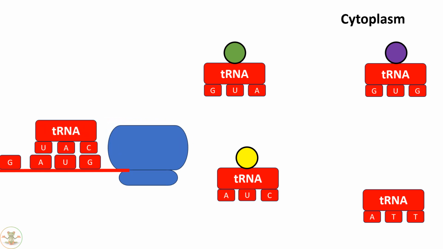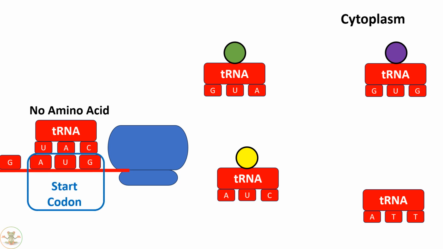The tRNA moves to the ribosome and joins the codon and the anticodon together. This particular tRNA has no amino acids attached. This is because it's a special type of codon called a start codon. It tells the ribosome that it's going to start making a protein.